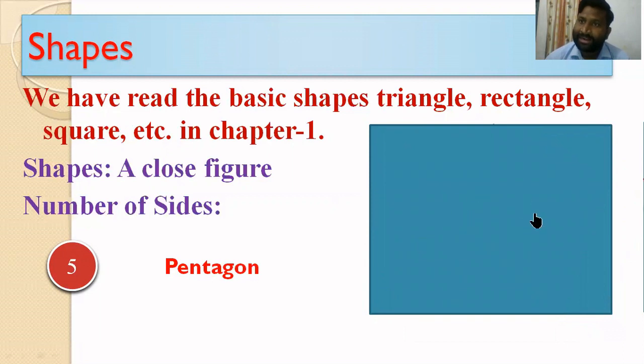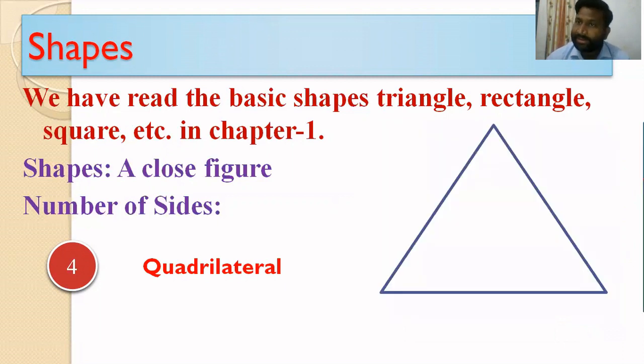If it has 4 sides, we call it a quadrilateral. Quadrilateral has 4 sides. If it has 3 sides, we call it a triangle. Triangle has 3 sides. Okay.